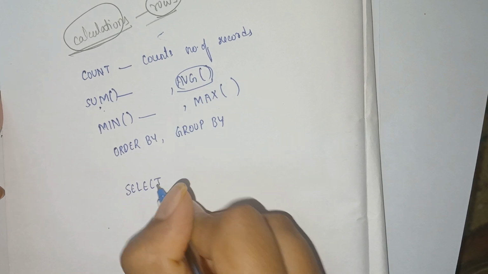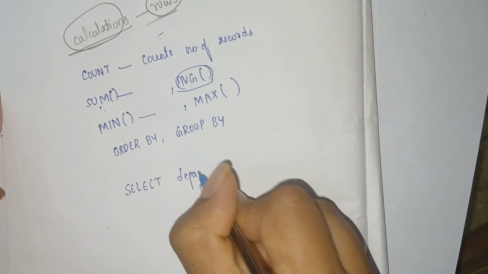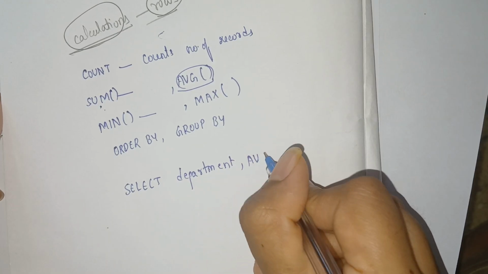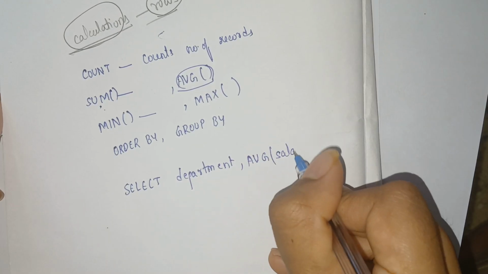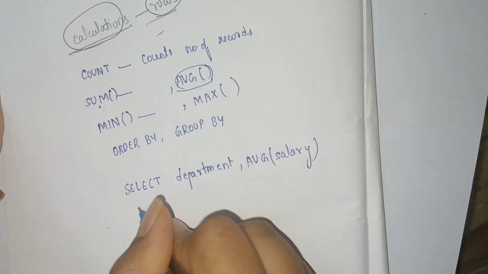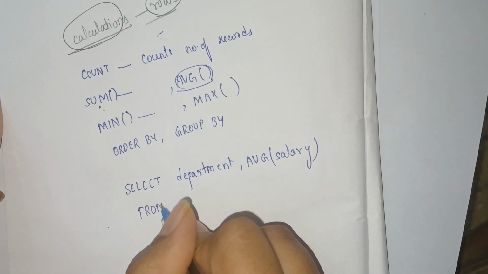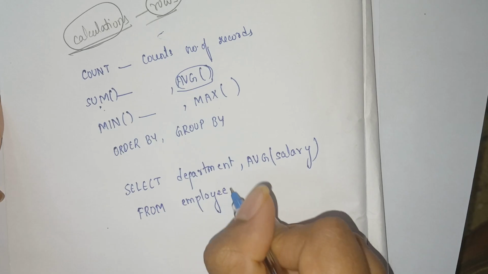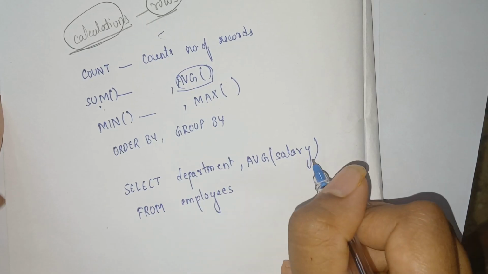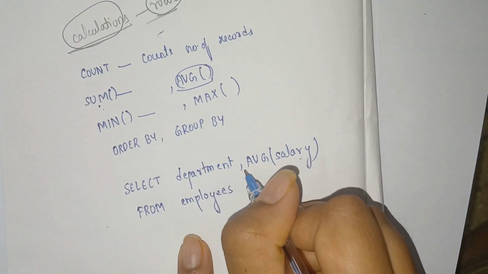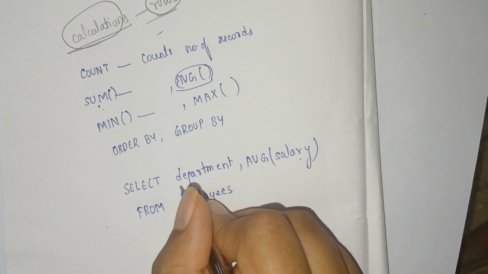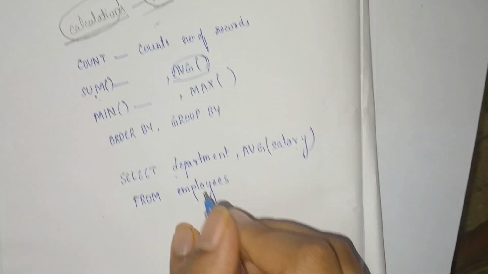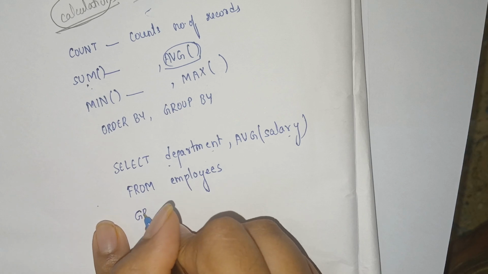Select, we are going to select a department and average of salary. Suppose, from the employees table we are selecting department, and we want to find the average salary of each department. Then we will fetch the department and do average of salary for that by grouping it by department.